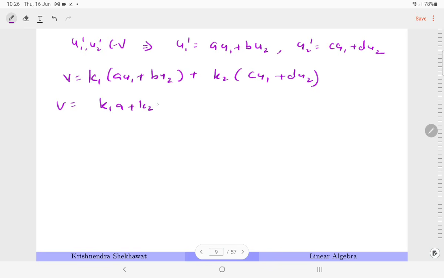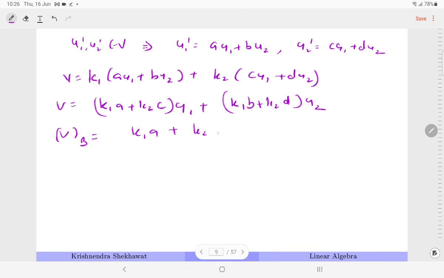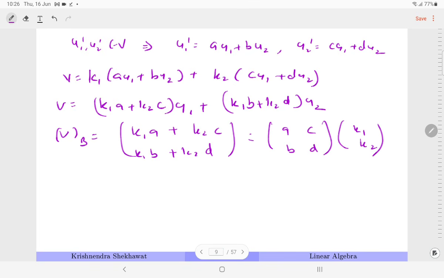or I can write V as (K1 A plus K2 C) U1 plus (K1 B plus K2 D) U2. Or you can say that I am looking for V_B, which is (K1 A plus K2 C, K1 B plus K2 D), which can also be represented as the matrix [A C; B D] times (K1, K2).